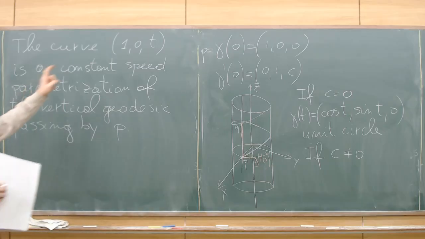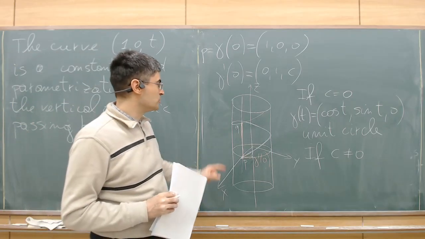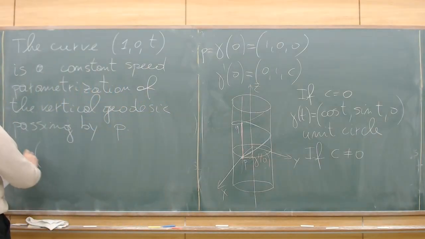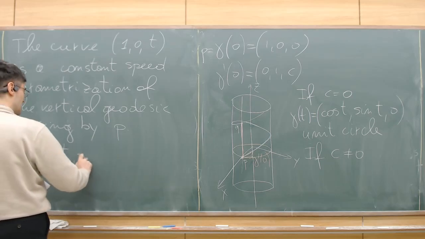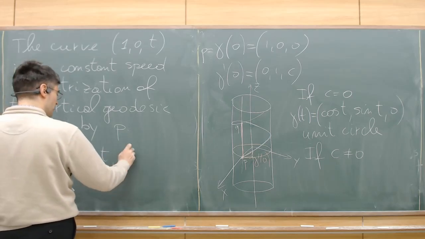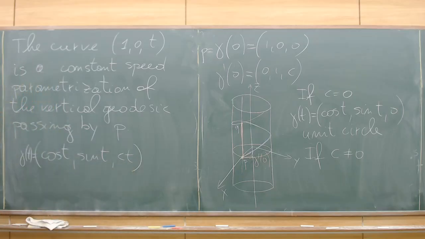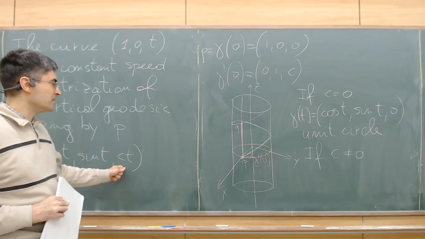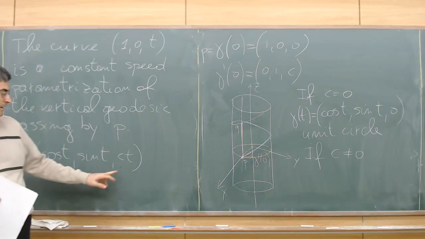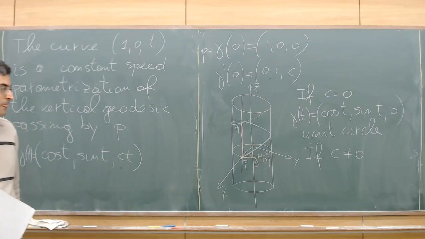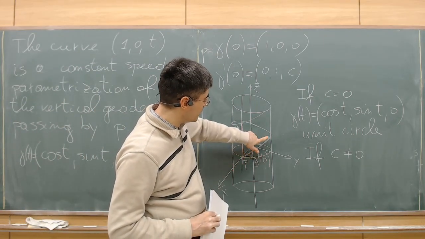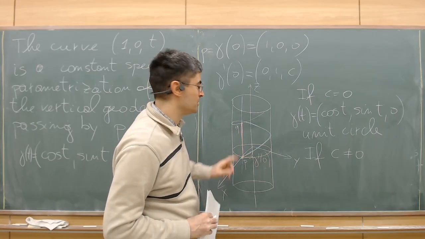This curve does not belong to the family described by the formula gamma of t equal to (cos t, sin t, ct), but it can be seen as a sort of limit configuration of this when c tends to infinity. If c tends to infinity, the initial velocity vector of the helix tends to become vertical.